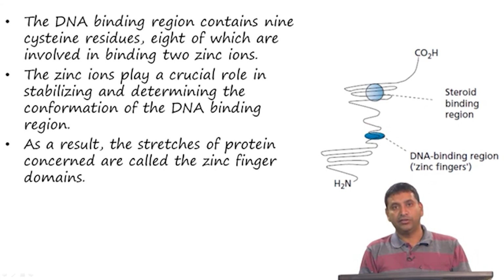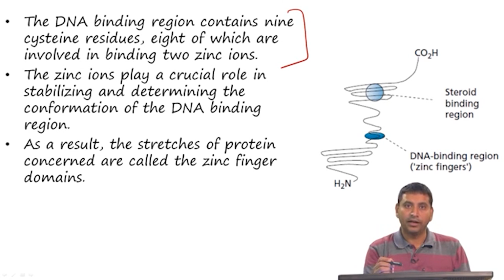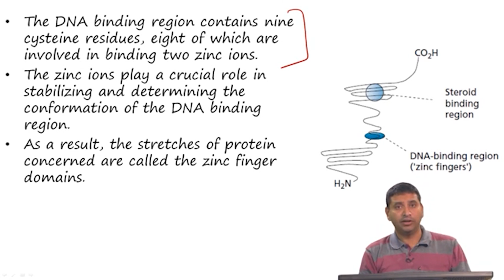The DNA binding region contains 9 cysteine residues, 8 of which are involved in binding 2 zinc ions. The zinc ions actually play a very crucial role in stabilizing and determining the conformation of the DNA binding region. As a result, the stretches of protein concerned are called the zinc finger domains.